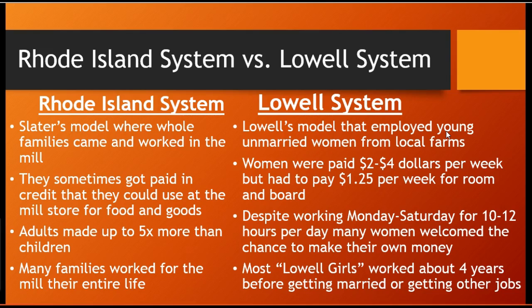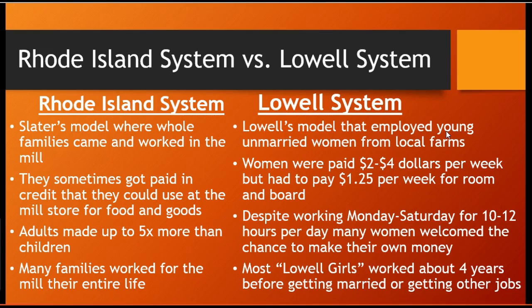$1.25 of that would be used for their room and board to stay at the Lowell house where they were staying. But a lot of women really enjoyed this and really thought it was a way for them to discover some independence. They did work long hours, usually Monday through Friday, 10 or 12 hours a day. But many women really were excited about the idea that they could make their own money, not be relying on their parents or on their husband or something like that. Most of the Lowell girls worked about 4 or 5 years in these factories, and then they got married or got another job and moved on to the next thing.